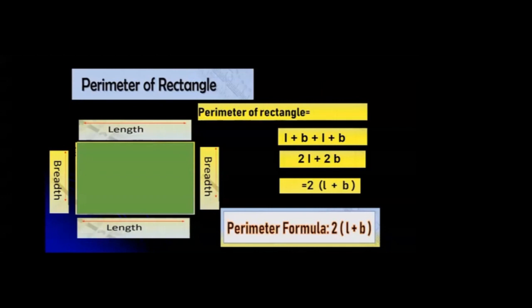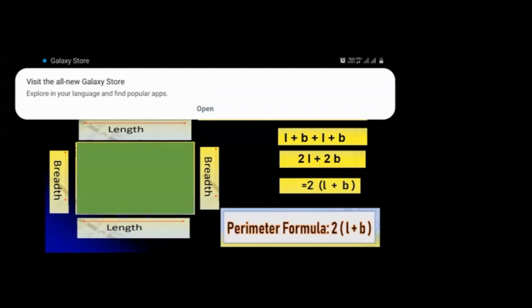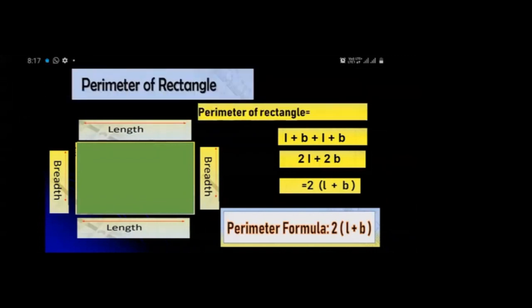I am repeating, children, concentrate on the formula of perimeter of a rectangle. Perimeter formula of rectangle is 2 times length plus breadth.